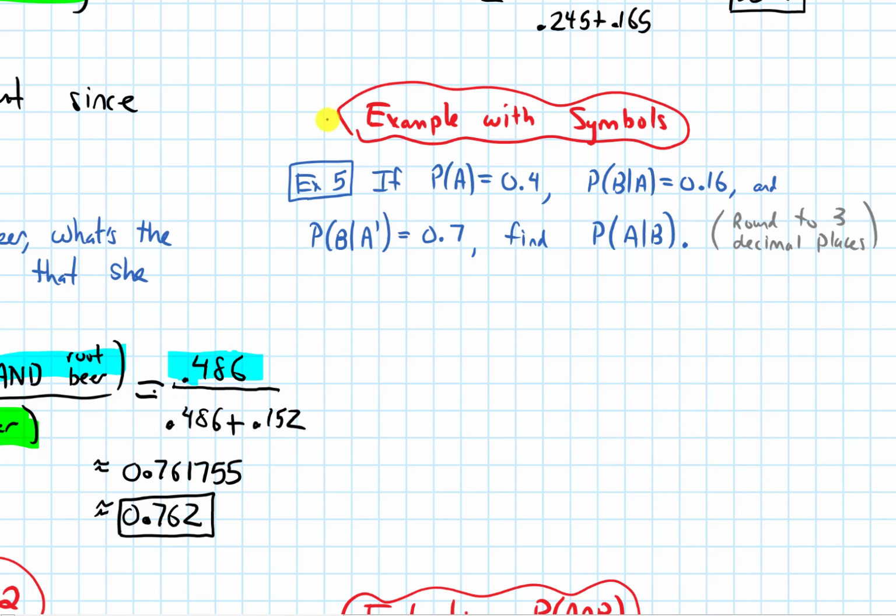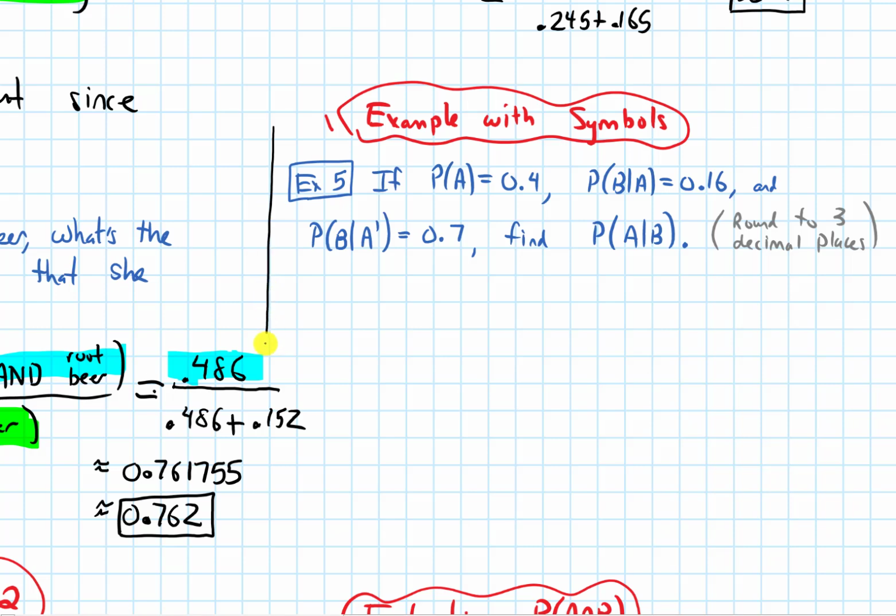In this video, we are going to do a stochastic process example involving symbols. These are examples that we draw tree diagrams for to represent probabilities and conditional probabilities. This example says, if the probability of A is 0.4, the probability of B given that A happens is 0.16, and the probability of B given that A complement happens is 0.7, find the probability of A given that B occurs, and round to 3 decimal places.